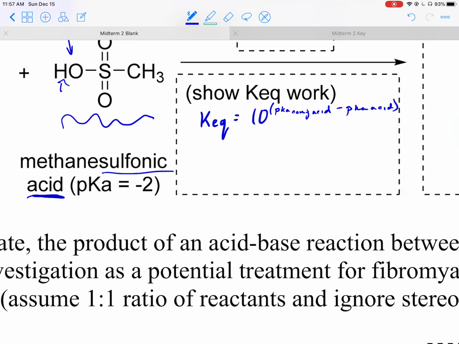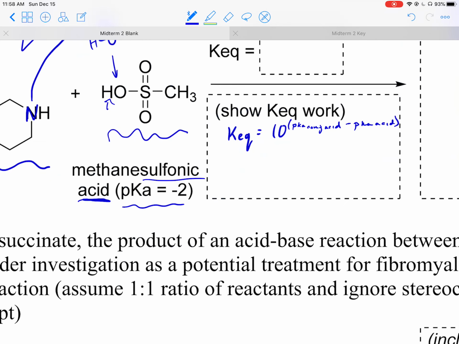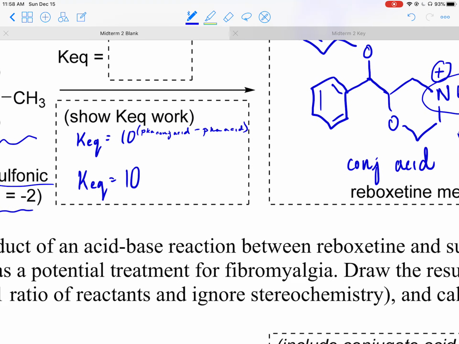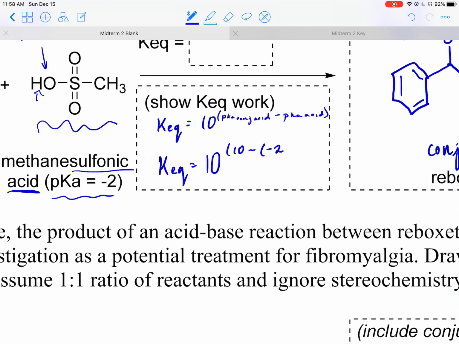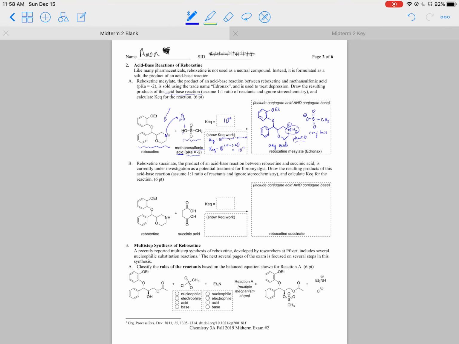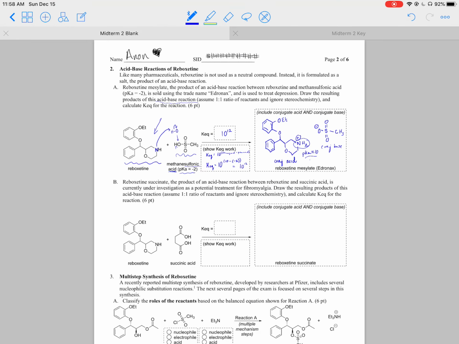So then for the KEQ, they gave us the pKa of the acid over here. We know the pKa of the conjugate acid. So the KEQ is going to be 10 to the power of pKa of conjugate acid, which is 10, minus pKa of acid. It's going to be negative 2, which equals 10 to the 12th. That's going to be the KEQ here. 10 to the 12th. That's kind of ugly looking. We're going to fix that. Okay. So that's the first part.